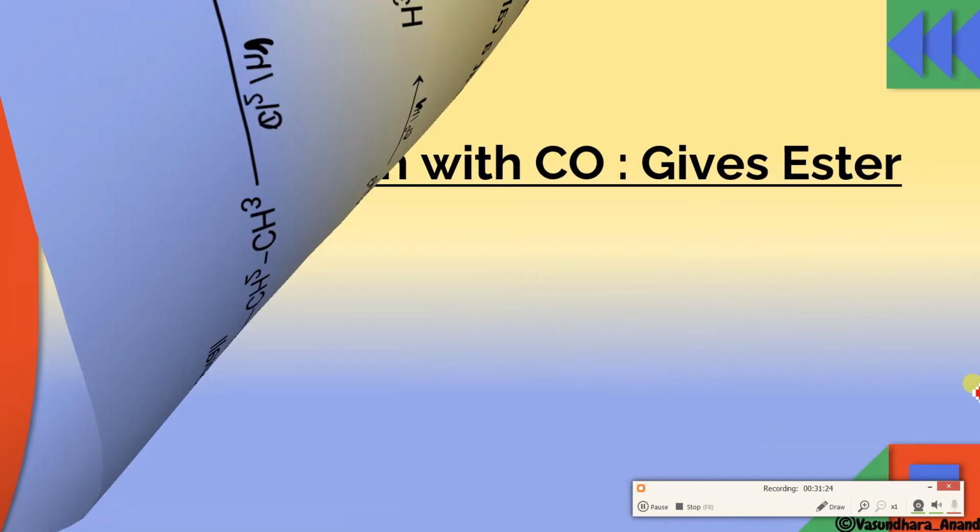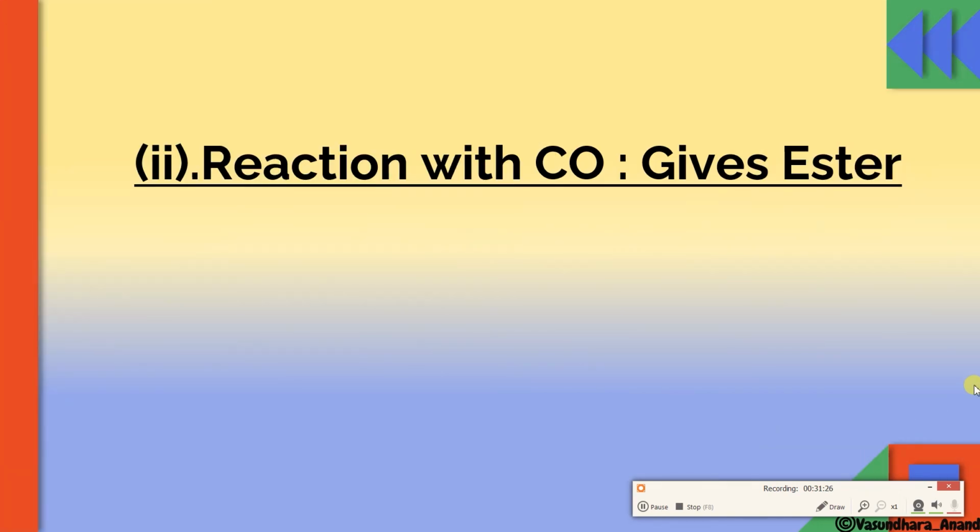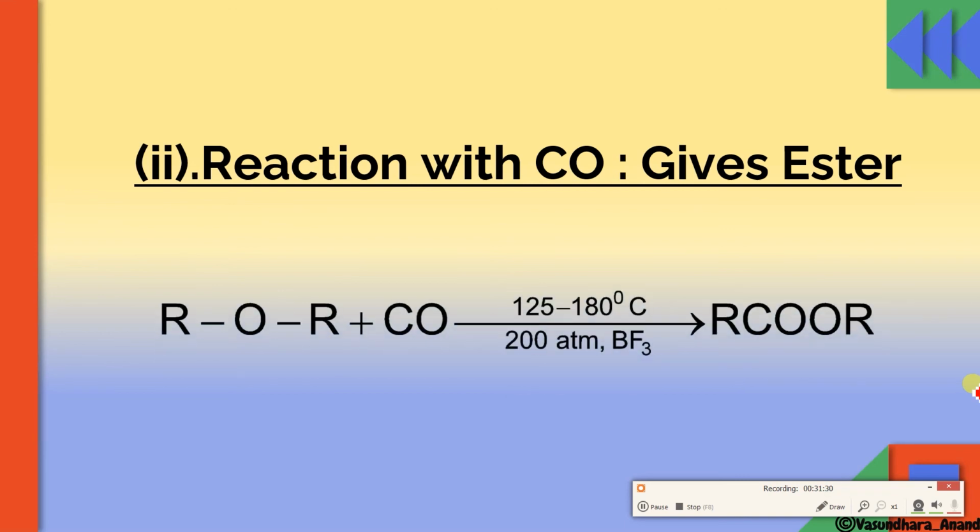Okay. So now reaction with CO, that will give you ester. When ether reacts with carbon monoxide, it gives ester. ROR, when it reacts with CO at 125 to 180 degrees Celsius at 200 atm in the presence of BF3, will give you ester.